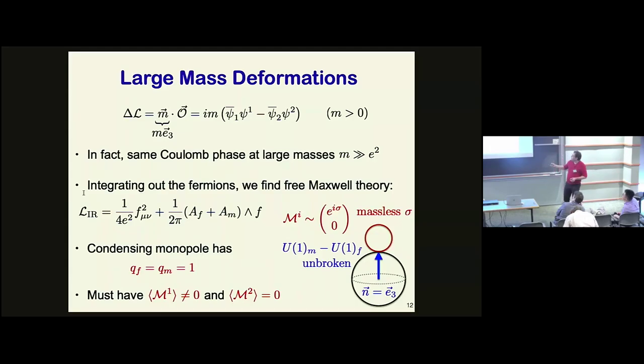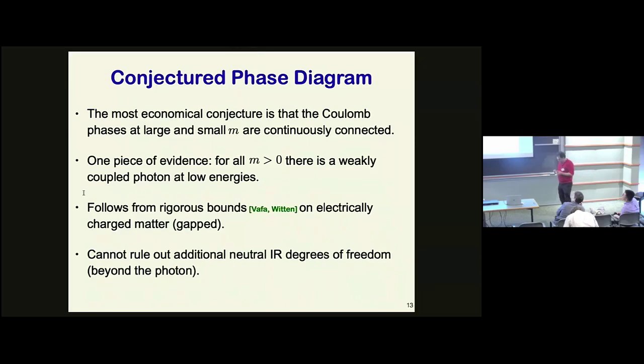So the minimal picture that this conjecturally leads to is that there's simply a Coulomb phase for all values of this mass parameter, that in this entire phase, the same monopole operator condenses, and you can continuously interpolate from large masses to small masses without encountering a phase transition. Now, this is a minimal conjecture. It's consistent with everything we know. We can't actually prove that. We can prove a few things that are somewhat weaker than that.